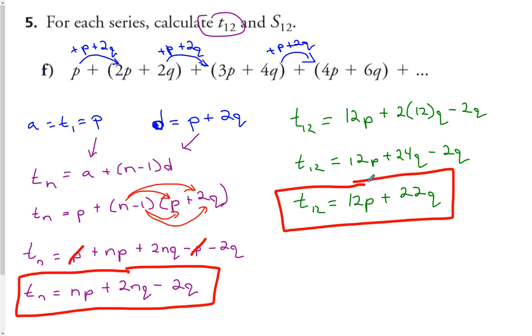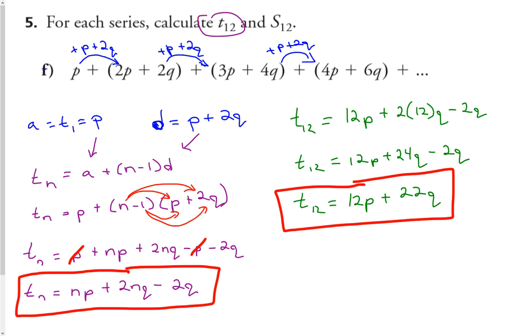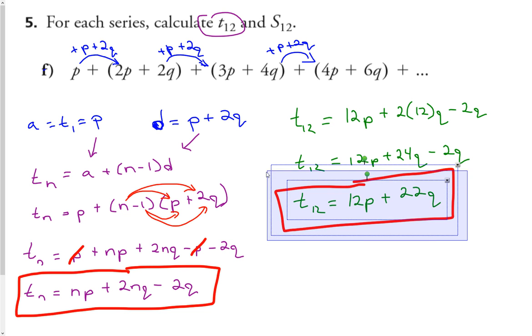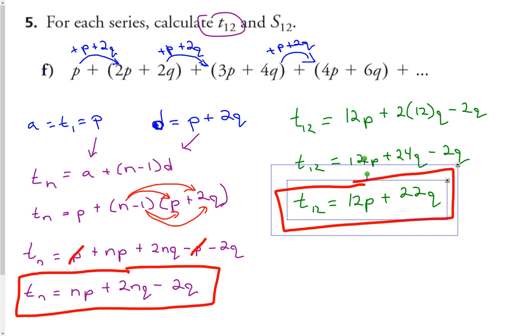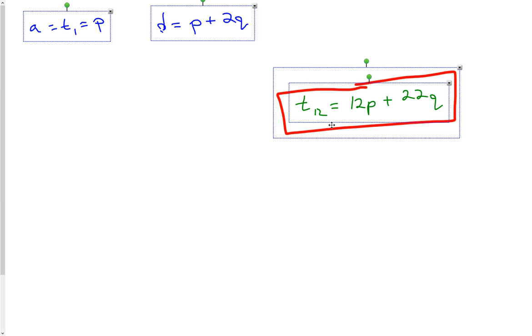So when I do this, I'm going to use one of my sum formulas, but I'm actually going to go to a new page. So let's go to a new page, but let's take with us our general term. And let's also take with us our D and our A values.